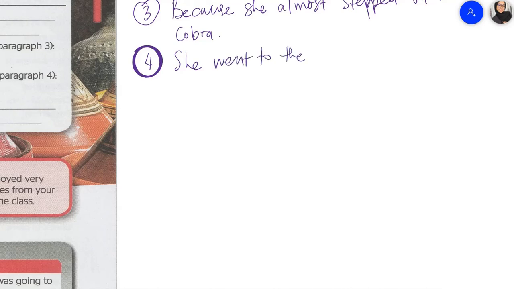To the souk. Souk ni apa? Souk ni macam market lah, macam pasar, tempat Wan Siti Khadijah, pasar seni. It's that kind of place lah.